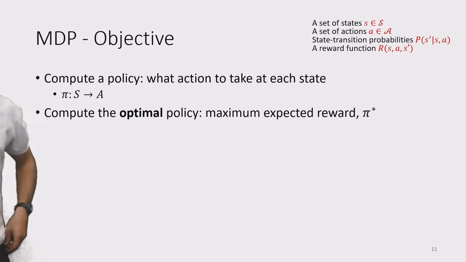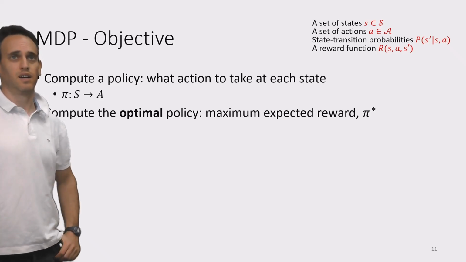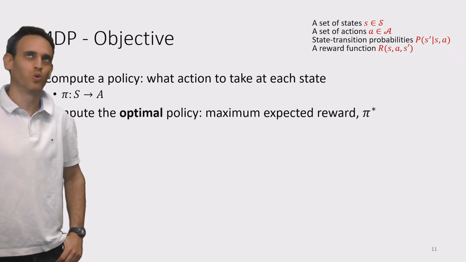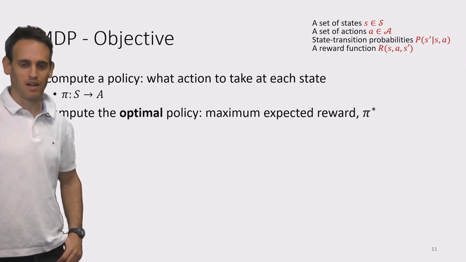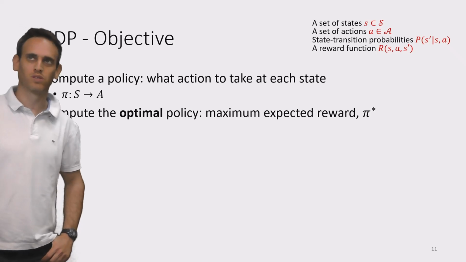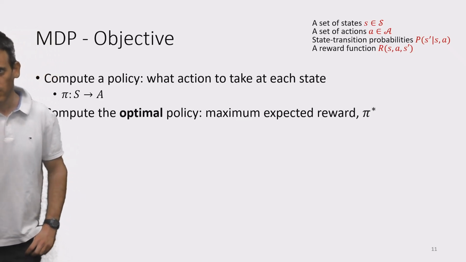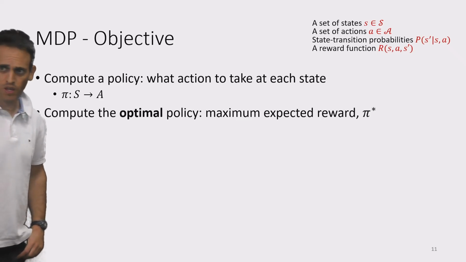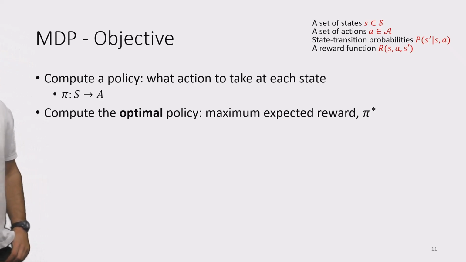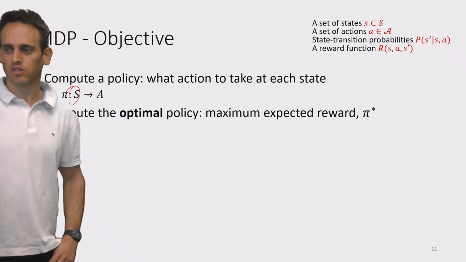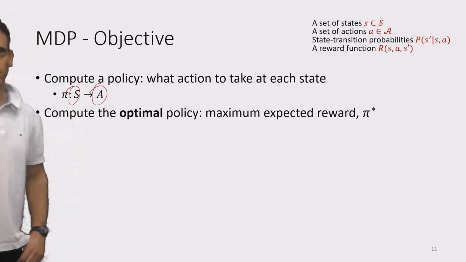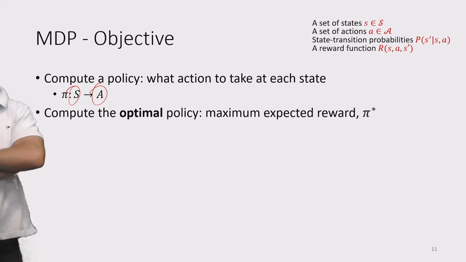Next, let's define our objective when trying to solve an MDP. What do I mean by saying that we're solving an MDP? What would it be to solve an MDP? In order to solve an MDP, we would like to compute a policy which maps states into actions. So it will tell us what action to take in every state. Okay, so the policy is a function.